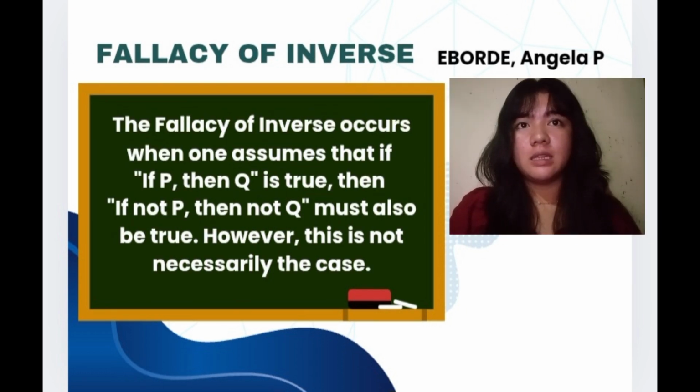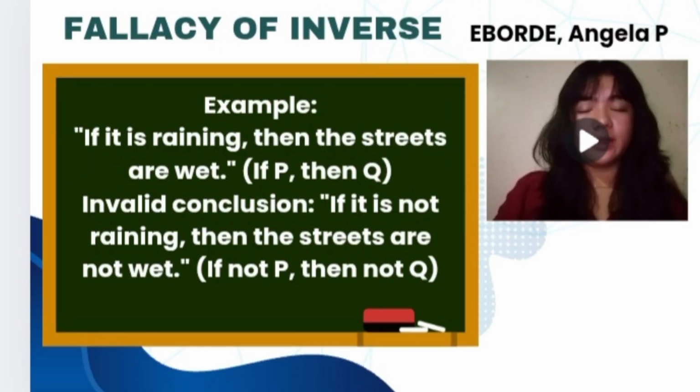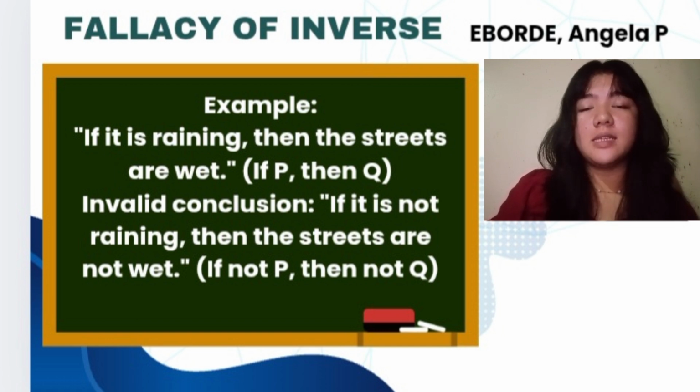The fallacy of the inverse occurs when someone assumes that if P then Q is true, then if not P then not Q must also be true. However, this is not necessarily the case. For example, if it's raining, then the streets are wet. If P, then Q. Invalid conclusion: if it's not raining, then the streets are not wet. If not P, then not Q.